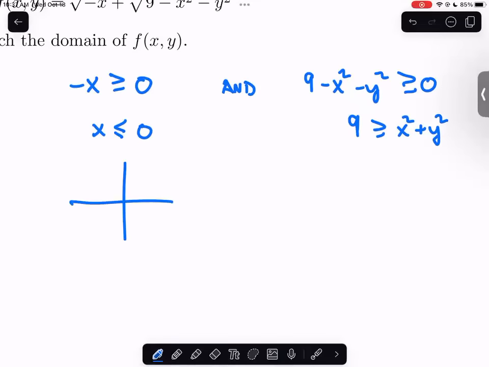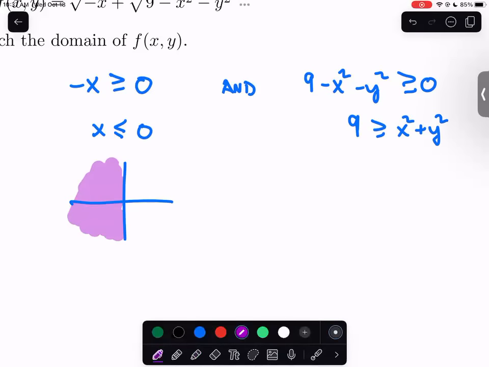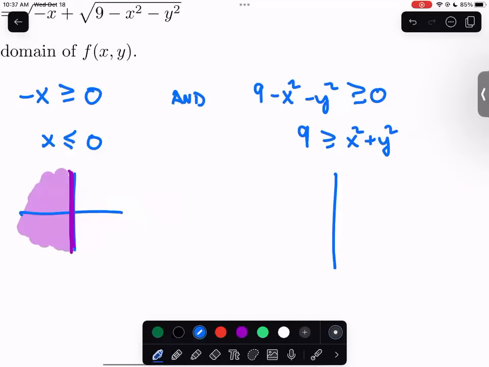So in my first case, x less than or equal to 0 is all the stuff over here. Again, these are inputs, x, y values. So that's why I draw the x, y plane. All of the x stuff that's less than or equal to 0 is to the left. It does go up to and is equal to 0. So if you wanted to be very explicit about this, okay, nice solid line here. For this one here, when this is equal to 9, this is a circle of radius 3.